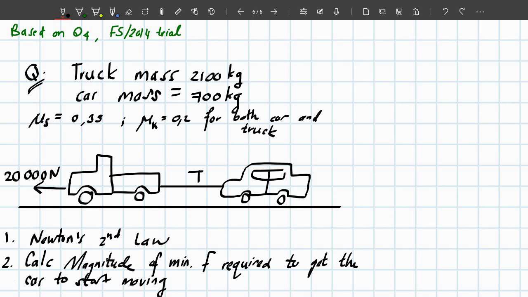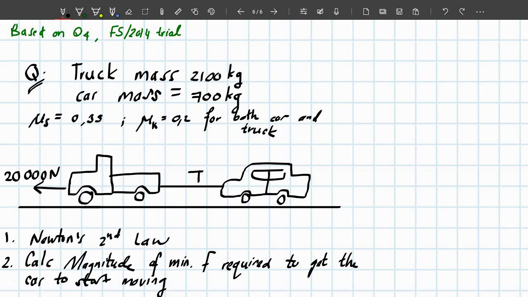So you have a truck that is towing a car and is connected by a metal rod. The truck's mass is 2,100 kgs. The car's mass is 700 kgs. The coefficient of static friction is 0.35. The coefficient of kinetic friction is 0.2, and this applies to both the truck and the car.